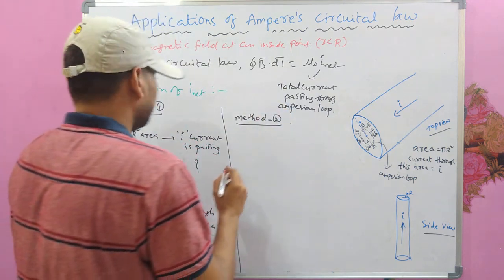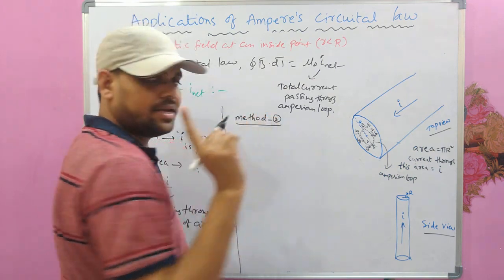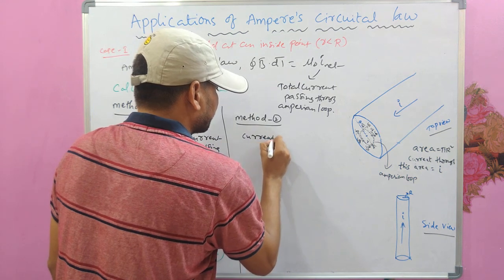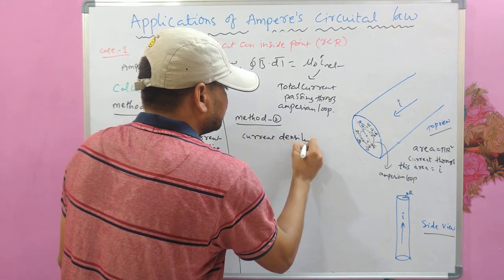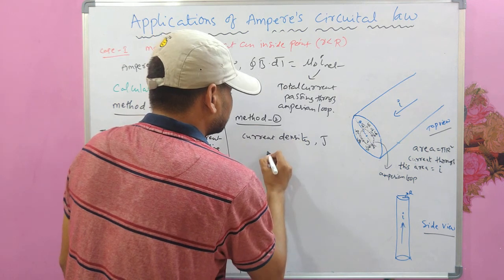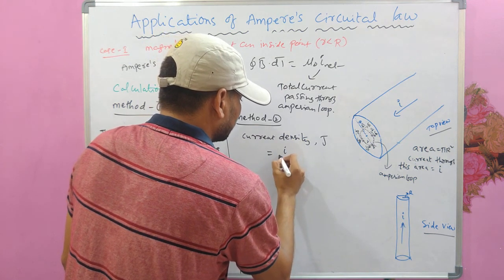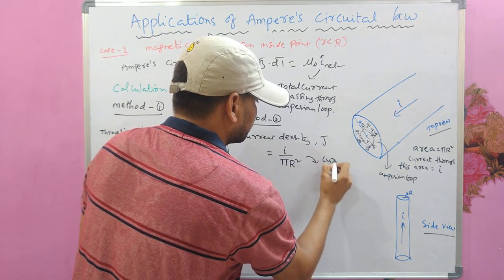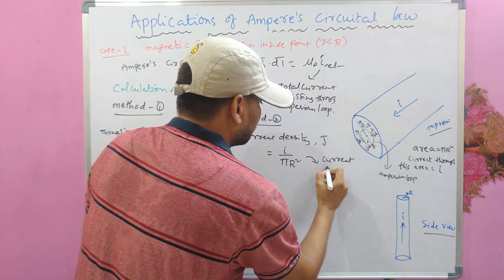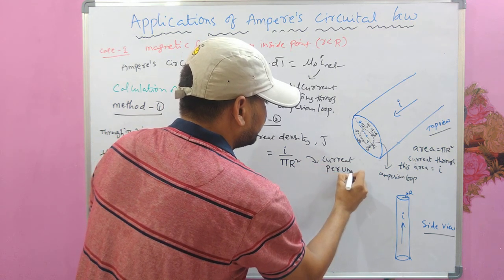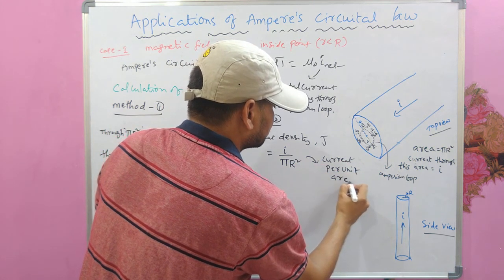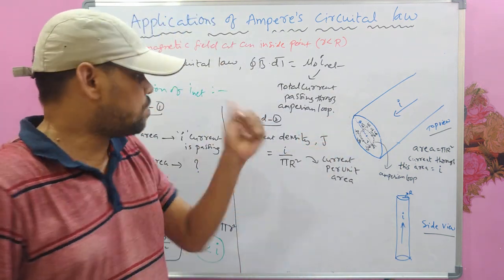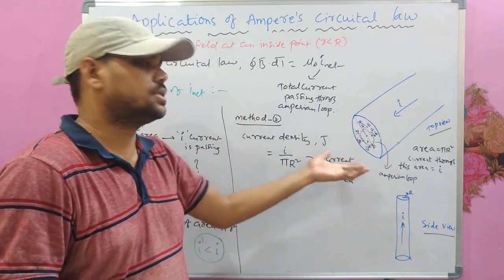It's also very simple. Using current density, I can calculate this. What is current density? Current density is represented with J, which is current per unit area. In unit area, how much current is passing? That is what J tells us.